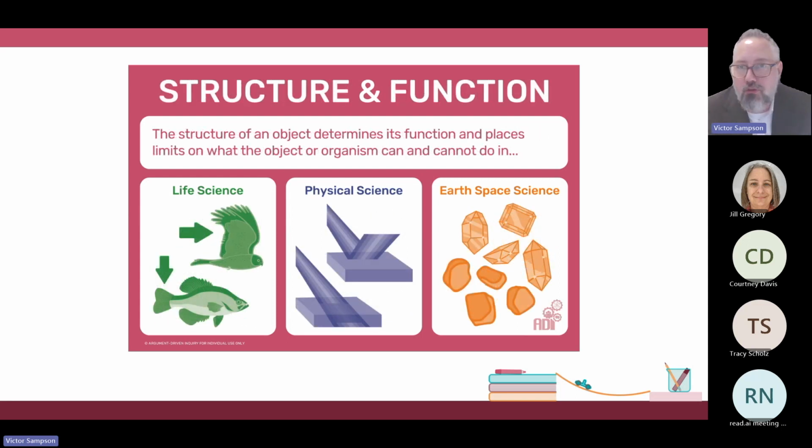Another one is structure and function. Structure and function is very common. We think about how the structure of an object determines its functions and also puts limits on what an object or an organism can do. For example, in life science, the structures of living things determine where they can survive, how they find food, what they eat, and what different environments they can take up.